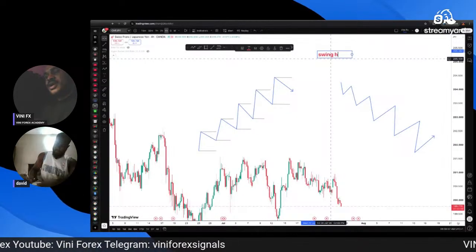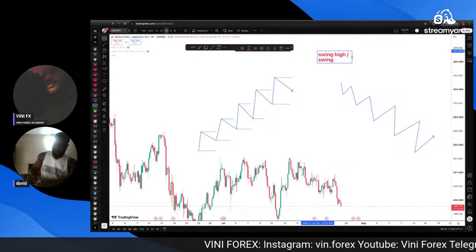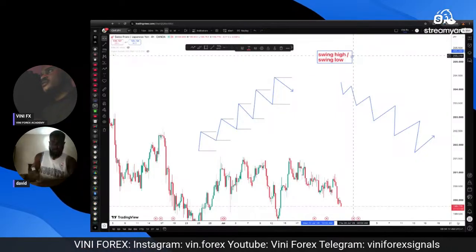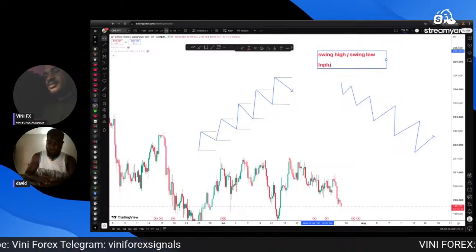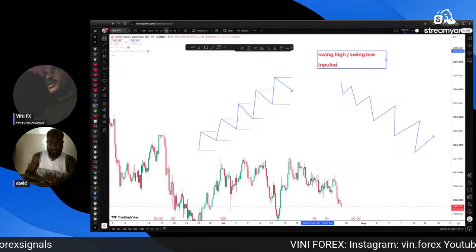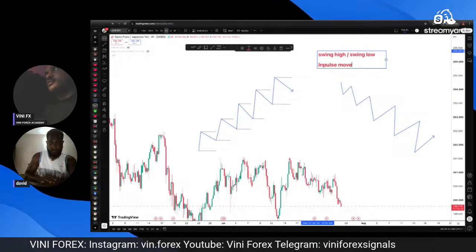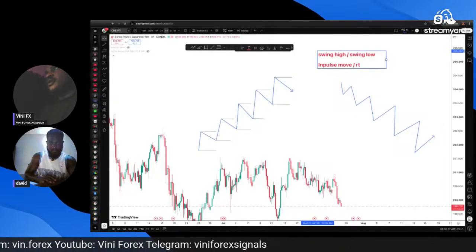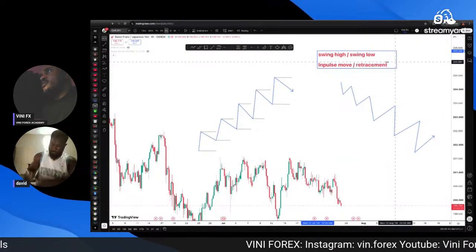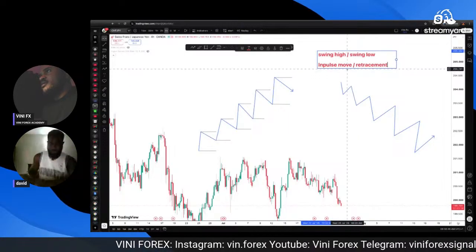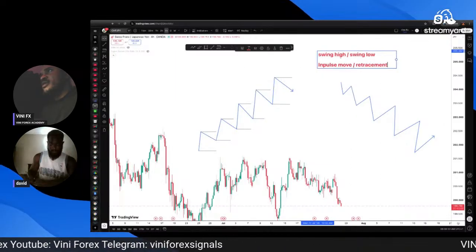So swing high. The reason why I'm using these words is so that when you hear them later, swing high, swing low, an impulse, an impulse move, then a retracement, an impulse move, swing high, swing low, impulse move, retracement, you will understand. I just explained these things to you now.